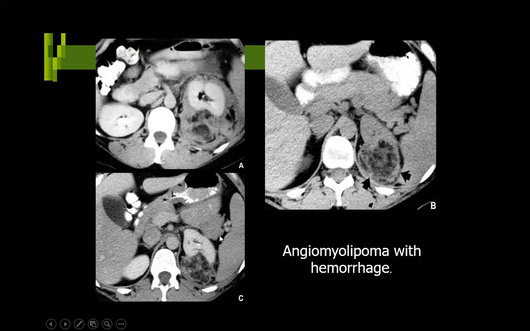Okay, another fatty lesion here. This one has, again, some tissue around it, so chances are that this has bled. Once the lesion gets larger in size, there is more chance of hemorrhage developing inside the angiomyolipoma.